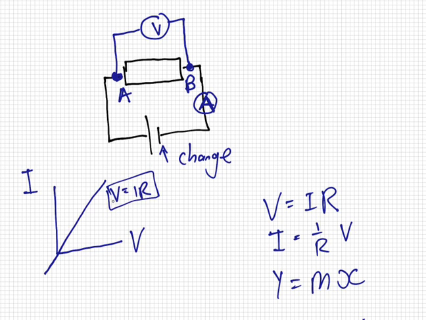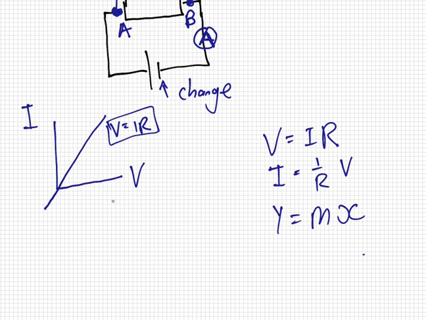That's important. So you'll do an experiment on this. The voltage is the one that you change. So R is our slope. Actually, 1 over R is the slope. And you'll use that in your experiment for finding R.